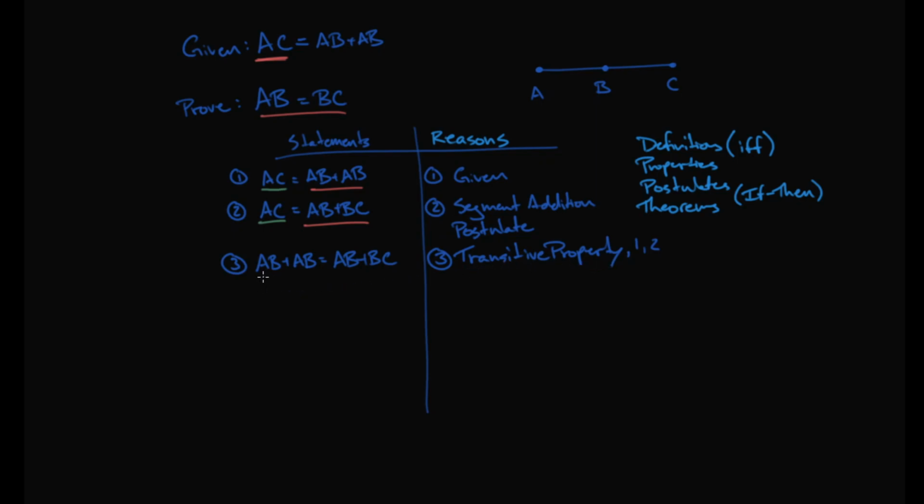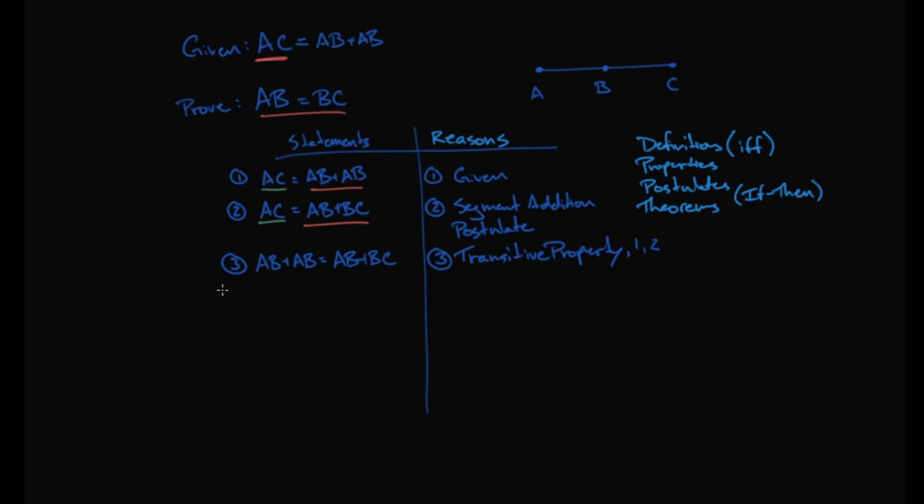And so I can make the statement that AB plus AB is equal to AB plus BC because in statements 1 and 2, if I link them together using the transitive property, it gives me this equation. So now I'm really close to the statement that I want to get here, which is AB is equal to BC. I just need to do one more thing, and that's I need to get rid of these ABs.